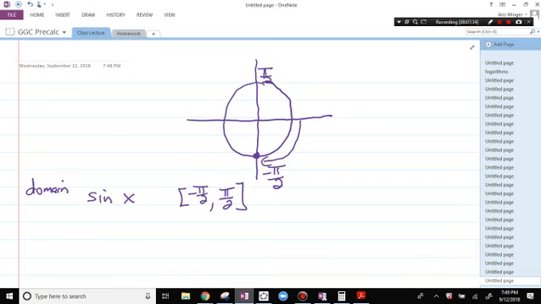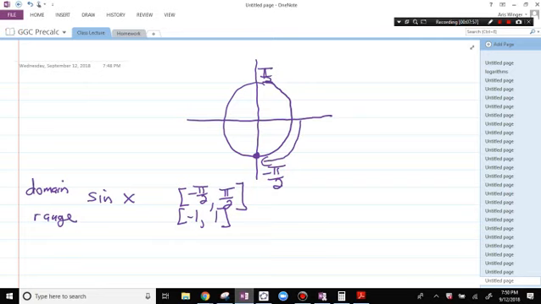Right. What's the range? Well, it gives us the full range. We already knew that the range of sine goes from -1 to 1. So at negative pi over 2, you get -1. At pi over 2, you get 1. And as you can see, you get every y coordinate in between. So it fulfills the whole thing.